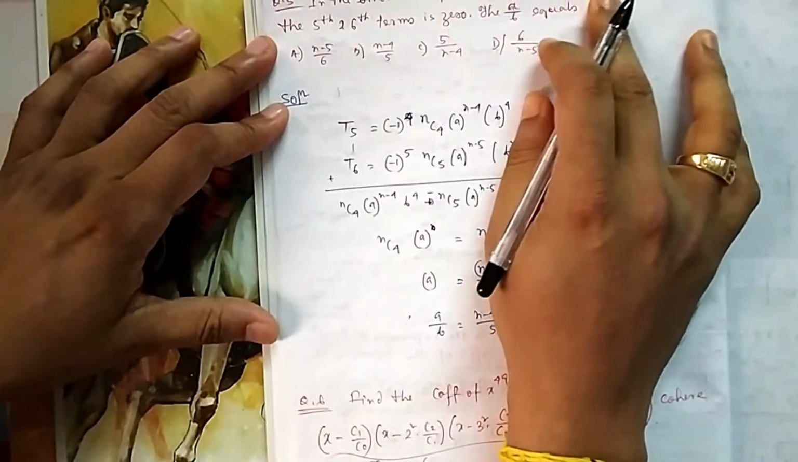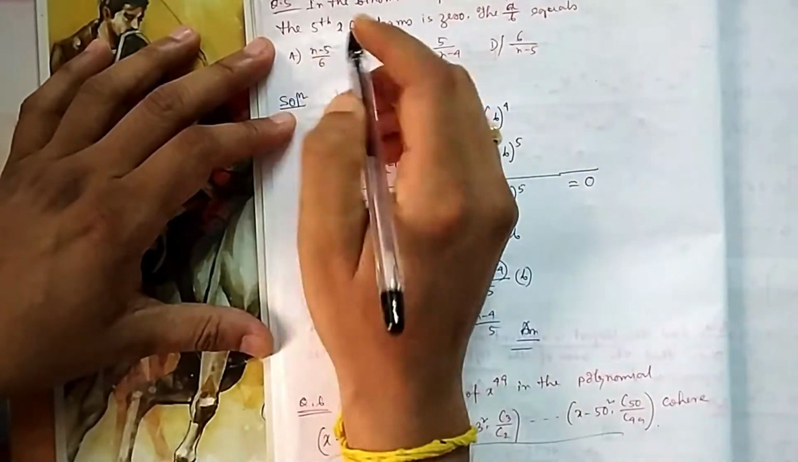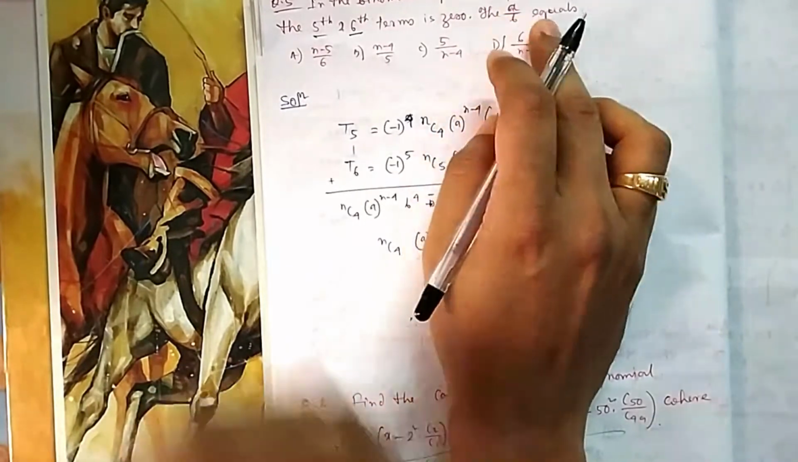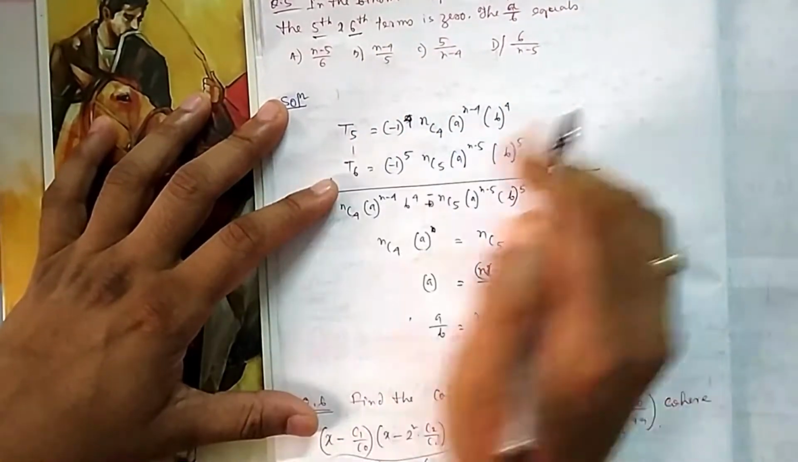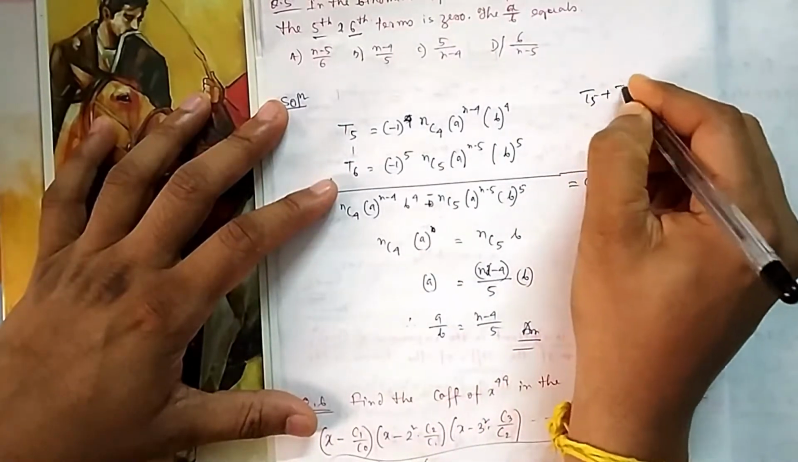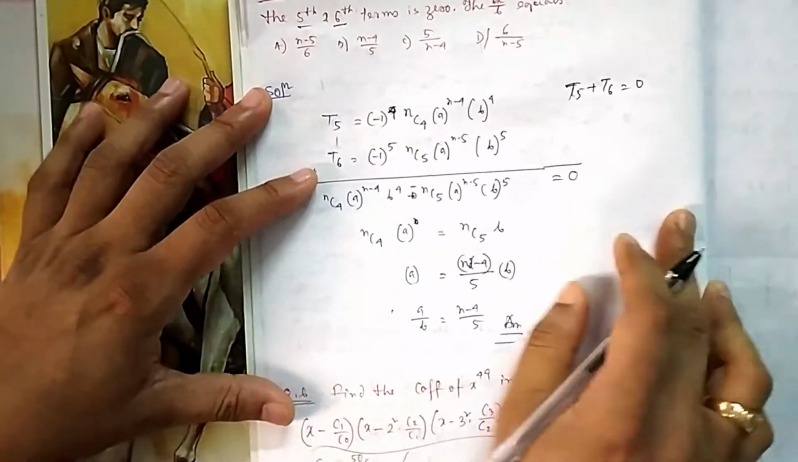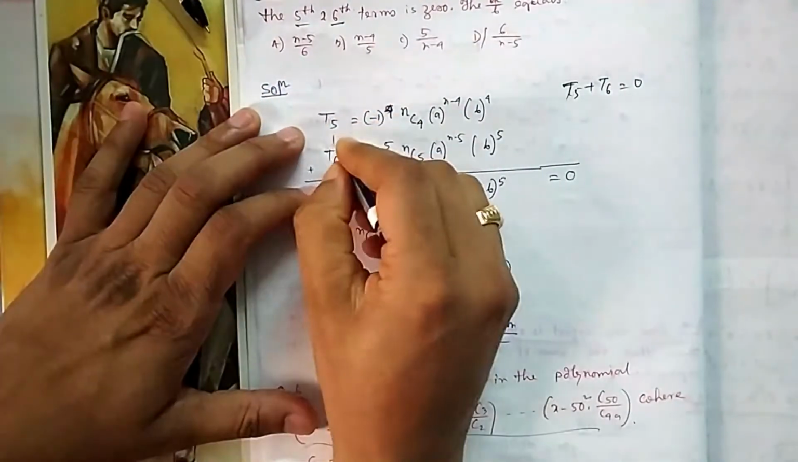In the binomial expansion of this, where n is greater than or equal to 5, the sum of the 5th term and 6th term is 0. Then they are asking for a by b. This type of question, sum of t5 plus t6 equal to 0, we have already done in JEE Main, but in that case I think it was ab equal to how much. So the idea is the same.